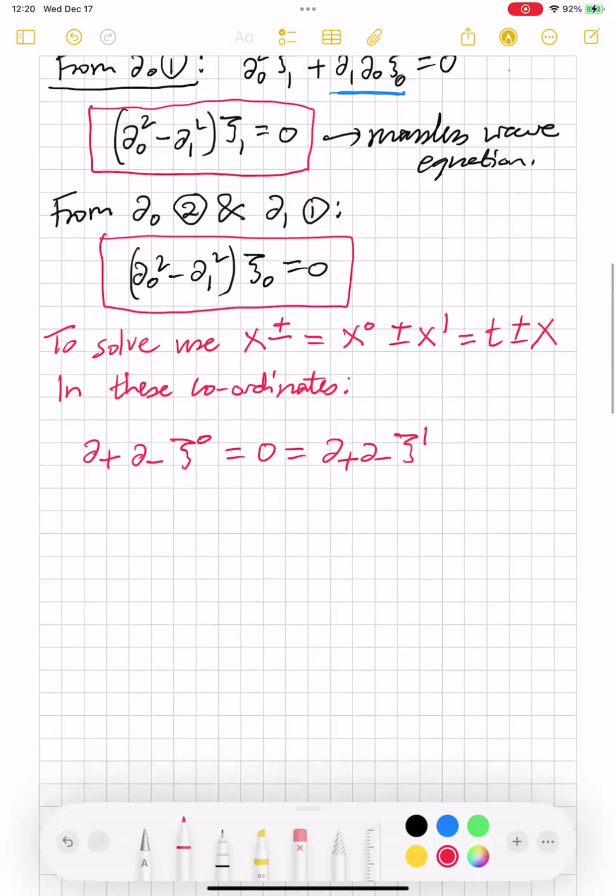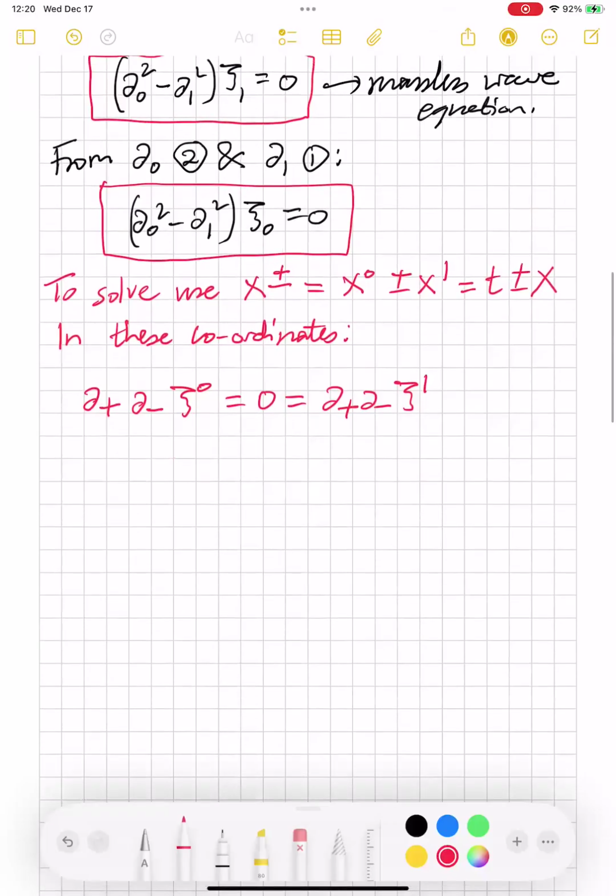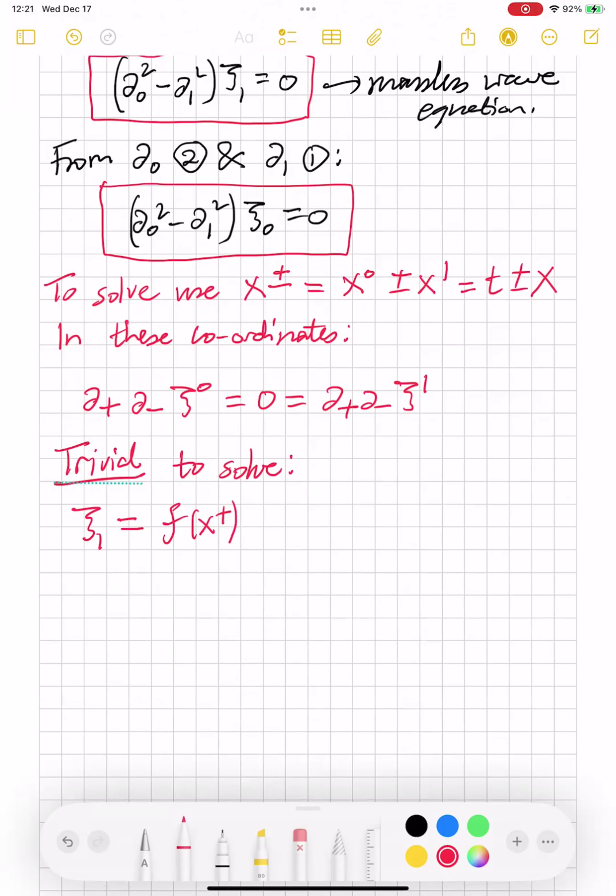What's the big advantage? It's now trivial to solve. So what is the solution? For example, let's write the solution for zeta 1. Zeta 1 is given by any function of x plus, f, plus any function of x minus, g.